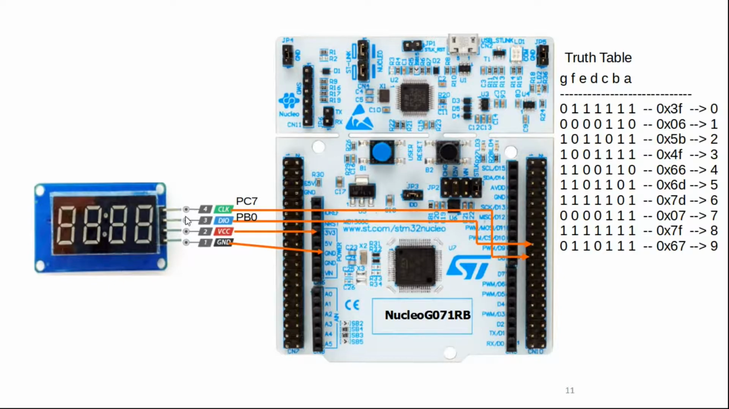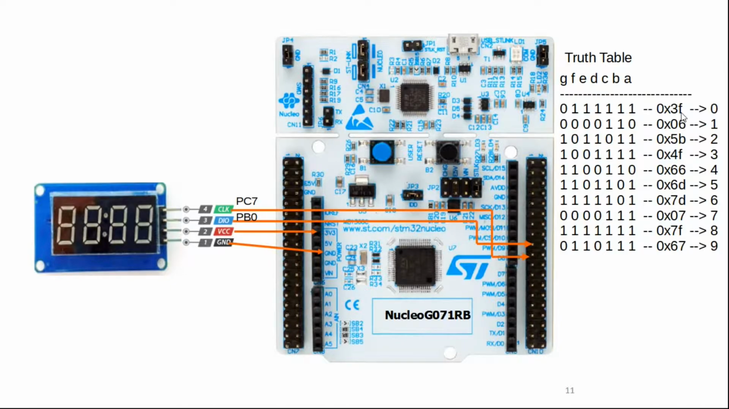If you look at the pinouts, we have 4 pins. The first pin is the ground pin, which is connected to the ground, and the second pin is the VCC. It should be connected to 3.3, or you can also connect to the 5 volts, no problem. Then we have a data pin and a clock pin. The data pin is connected to PB0 here, and the clock pin is connected to PC7 here. And here we are going to use the same truth table that we used in the previous tutorials for the 7 segment values. So let's get started with the code.